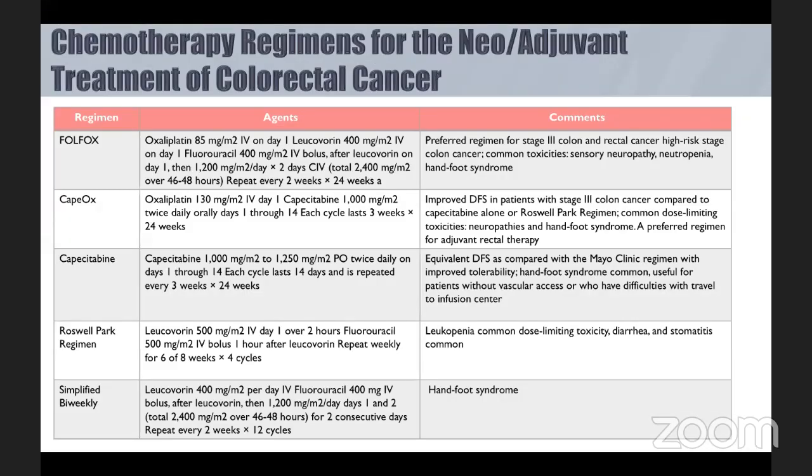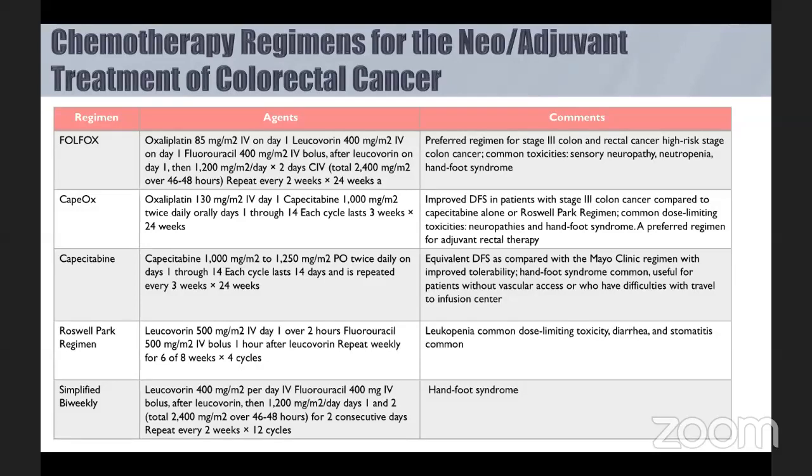FOLFOX is the most common one used as adjuvant, and it mainly contains oxaliplatin and 5-FU as an IV bolus and continuous infusion. Those patients come to our infusion center and take the chemo on day 1, and then we give them an ambulatory pump and send them home for 46 hours, with an appointment to come back and disconnect the pump. The side effects mainly are peripheral neuropathy, diarrhea, hand and foot syndrome, which is a skin toxicity, as well as neutropenia.